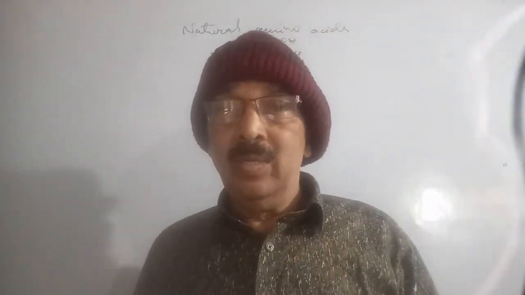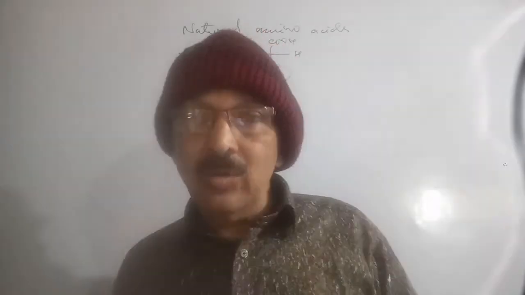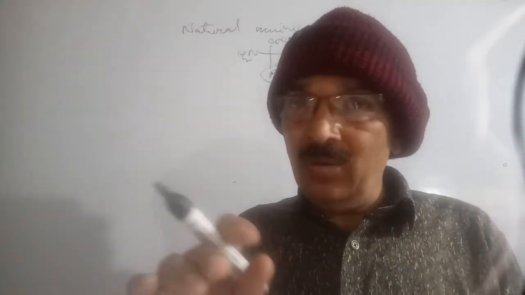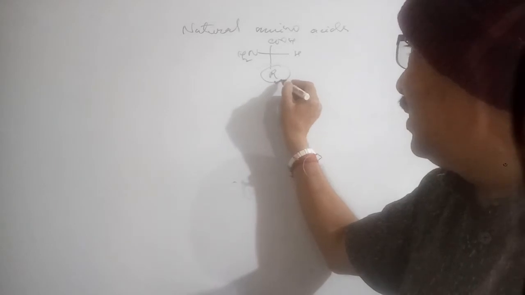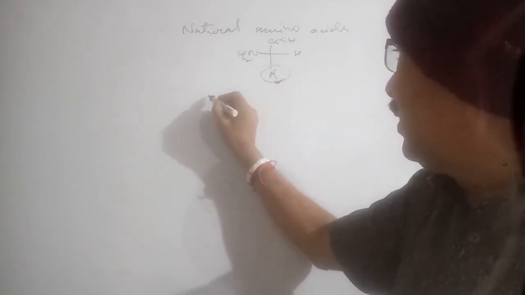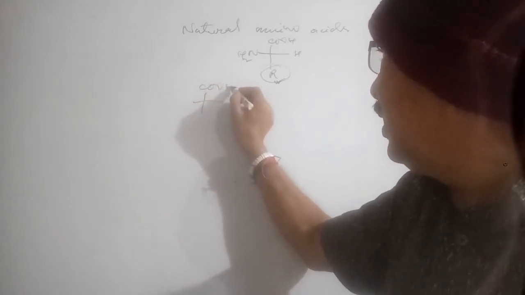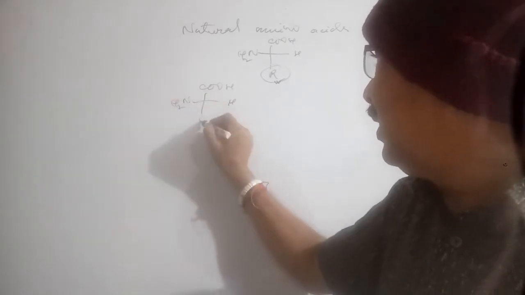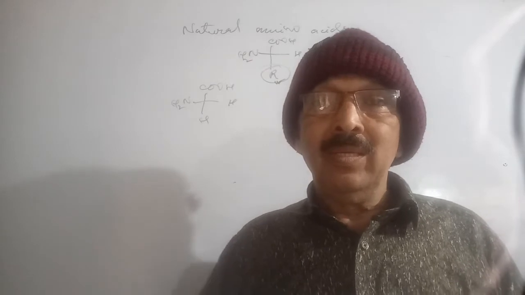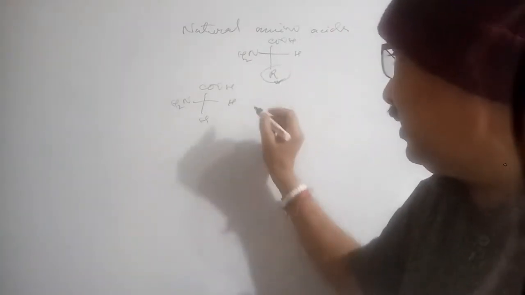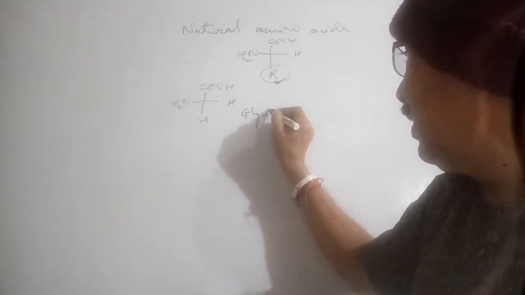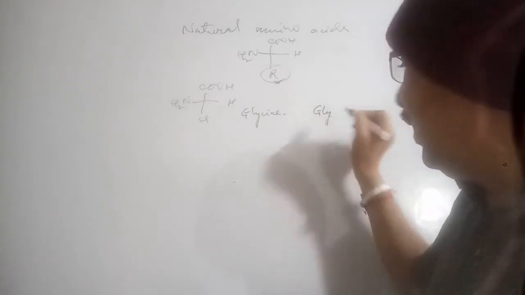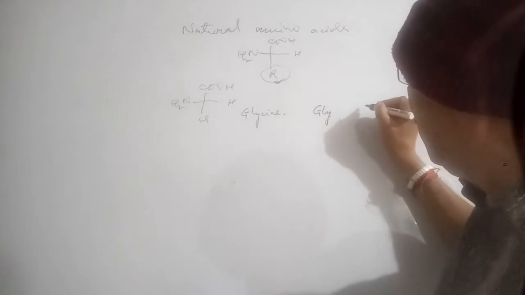Depending upon the value of R, the alpha amino acids are of different types. If in place of R we put H, it becomes COOH, H, NH2, and here is your H. The name of this alpha amino acid is glycine. Its three-letter symbol is GLY, and the code is G.